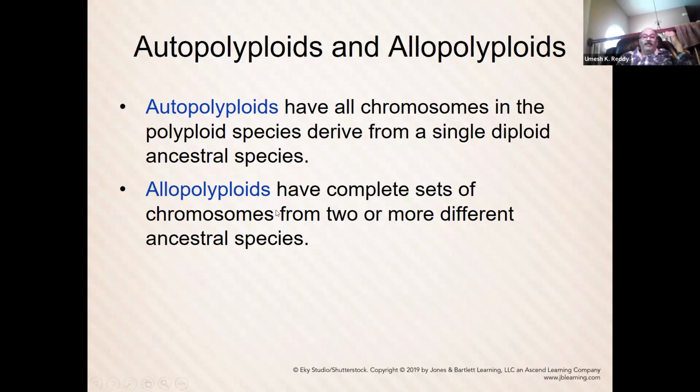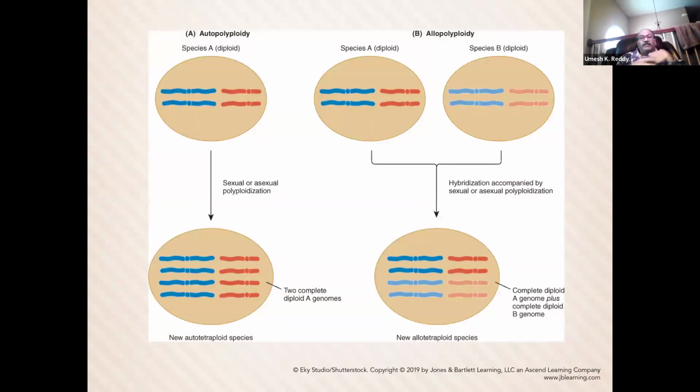Whereas allopolyploids are where two different species can undergo sex. Two different species, how can they undergo sex? Like humans cannot have sex with chimpanzees or gorillas. We cannot because we have diverged quite a bit. But in plants, this can happen.